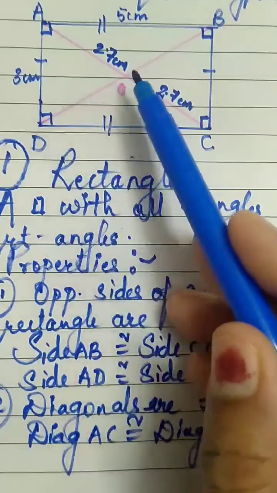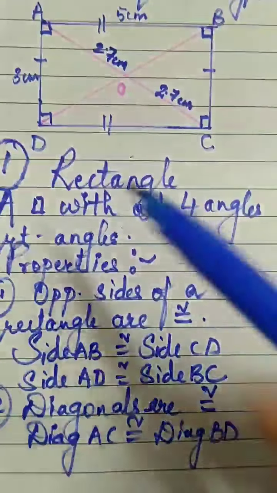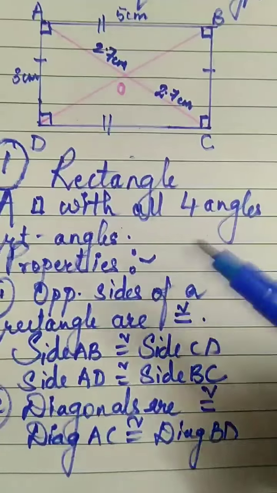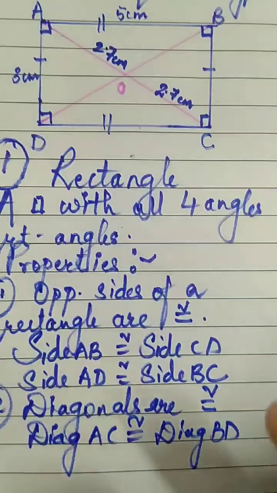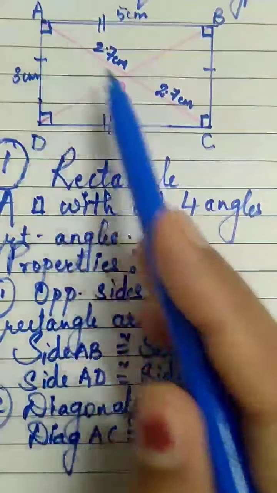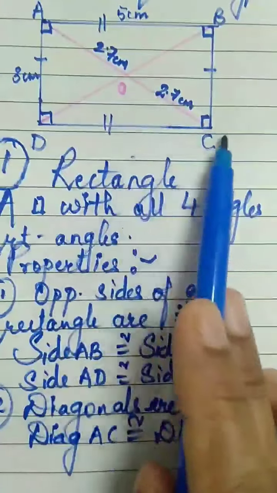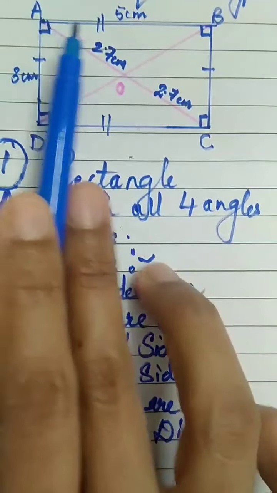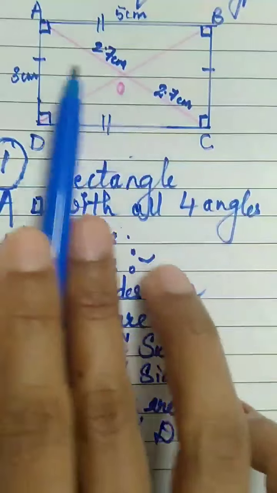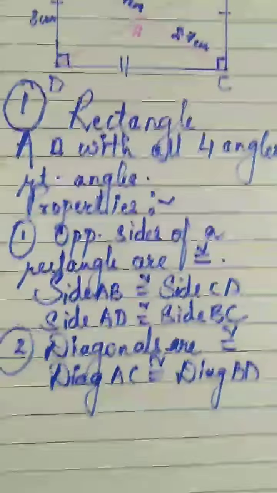Same way, this diagonal is also getting divided into two equal parts. Two equal parts means what? Which is the other word for equal parts? Two equal parts means bisect. So when I drew the diagonals, they bisect each other. This point O is dividing both the diagonals into equal parts. So that is the third property of a rectangle.